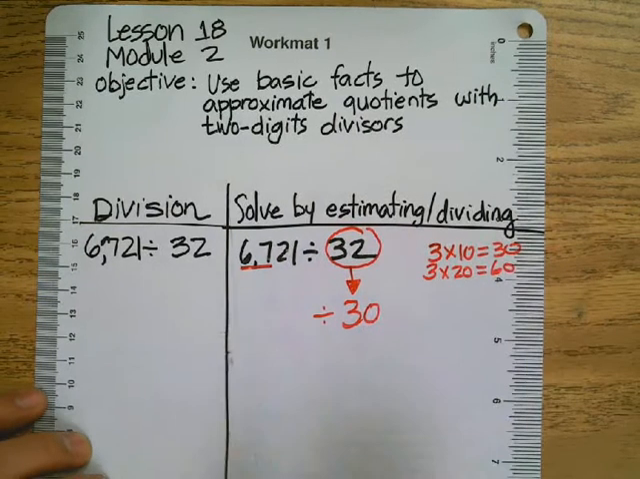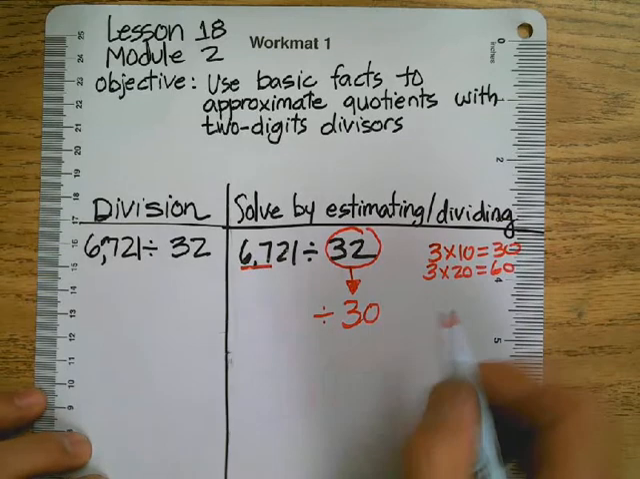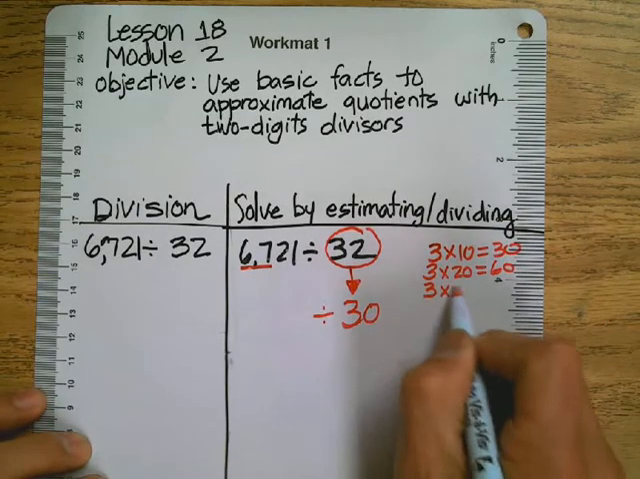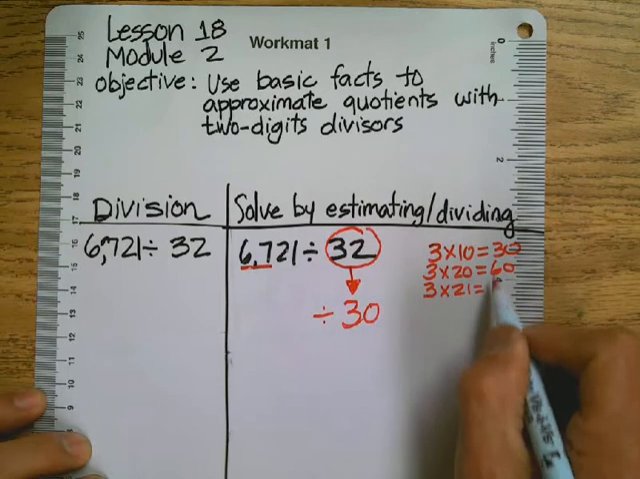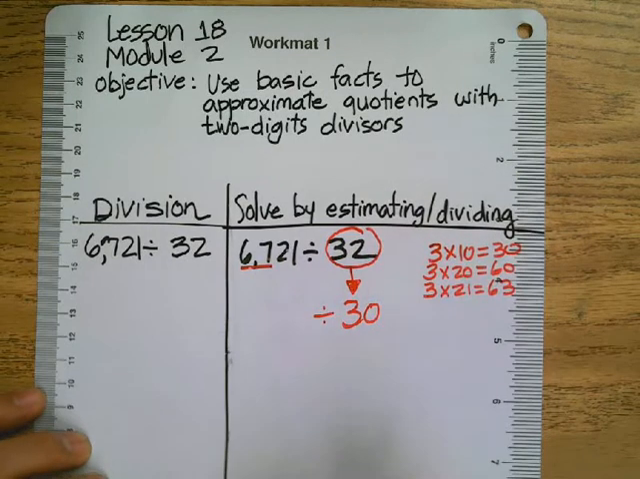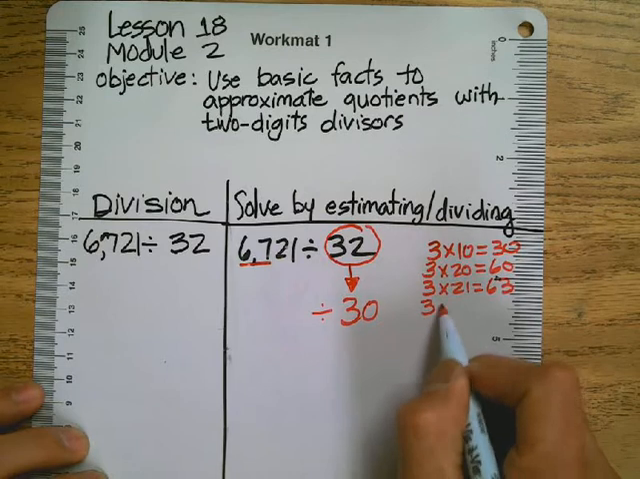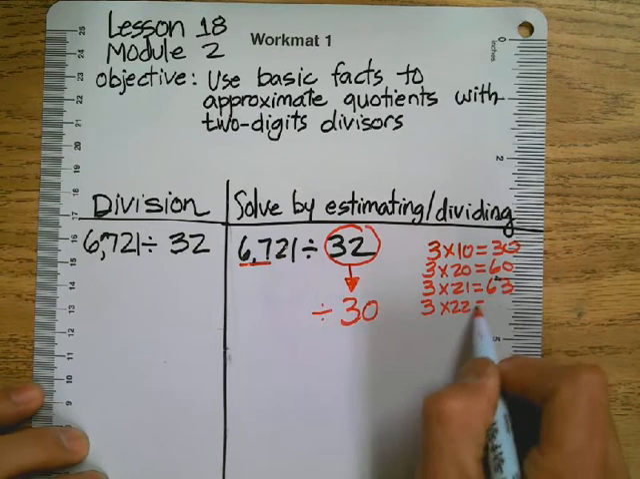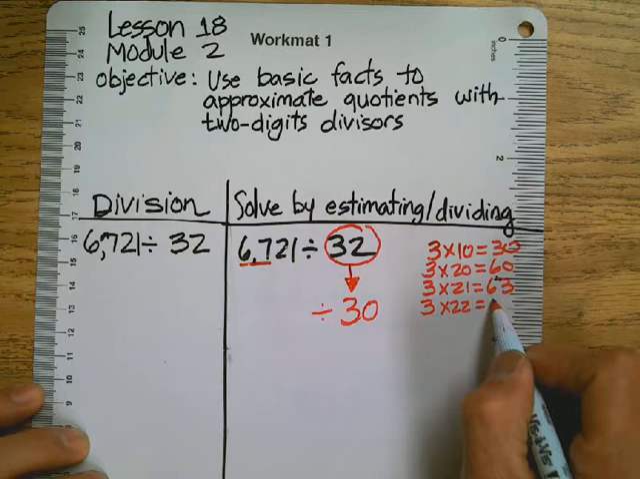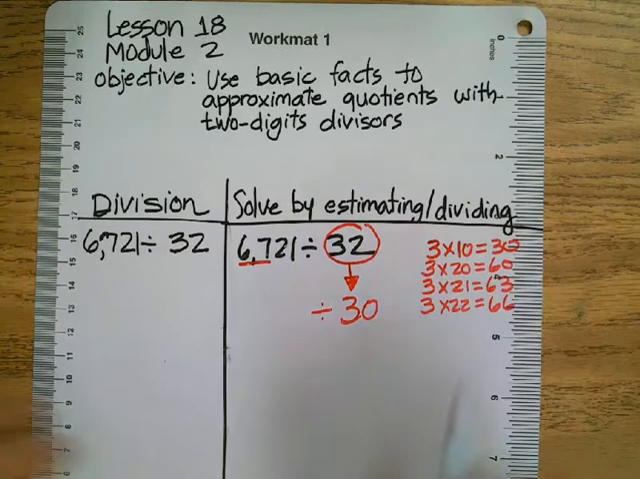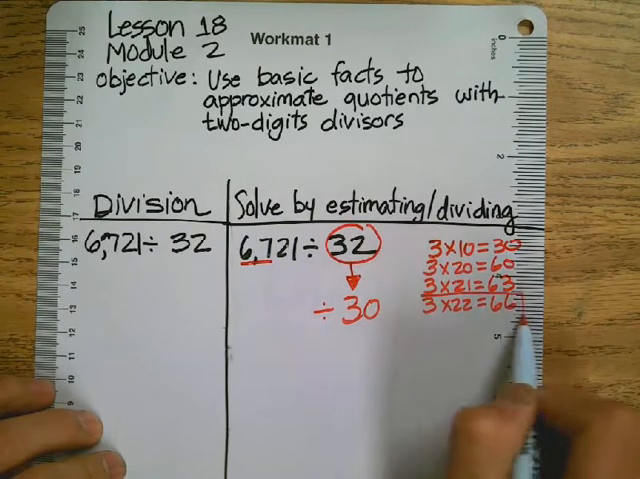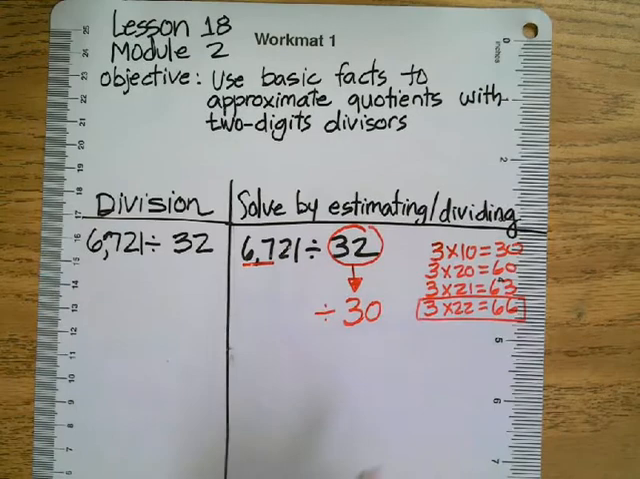So now I need to get closer to 67. So that's going to be 3 times 21, and that will be 3 more than the number before. So that will be 63. And now we can say 3 times 22, and that will yield a product of 66. So here is where we can be the closest to that number. Okay, my friends? So that will be one way.